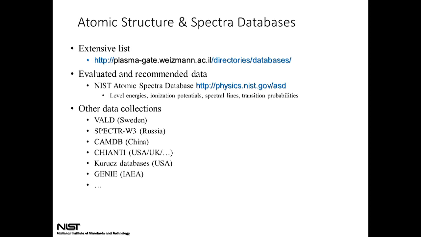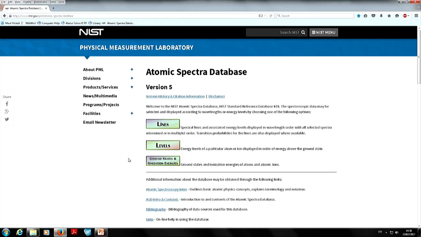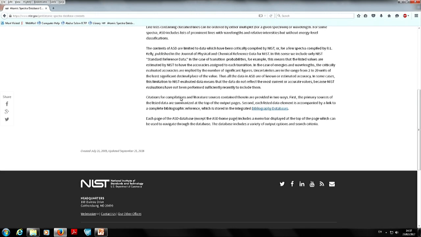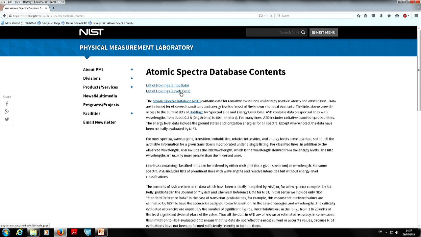So let me show you a few features of the database. Okay, so you can access it from the address that I gave you on the previous page. It will redirect you over here. Right now we have already version 5. It provides interface to data on spectral lines and energy levels, as well as ground states and ionization energies. Now, let's start with a general overview of what we actually have. So here's a link that's called List of Spectra. So let's see what we have for energy levels.